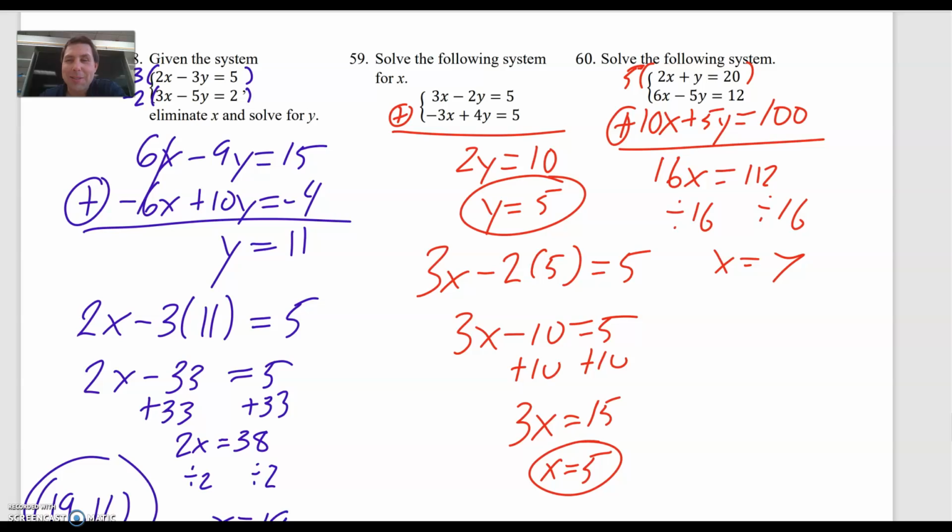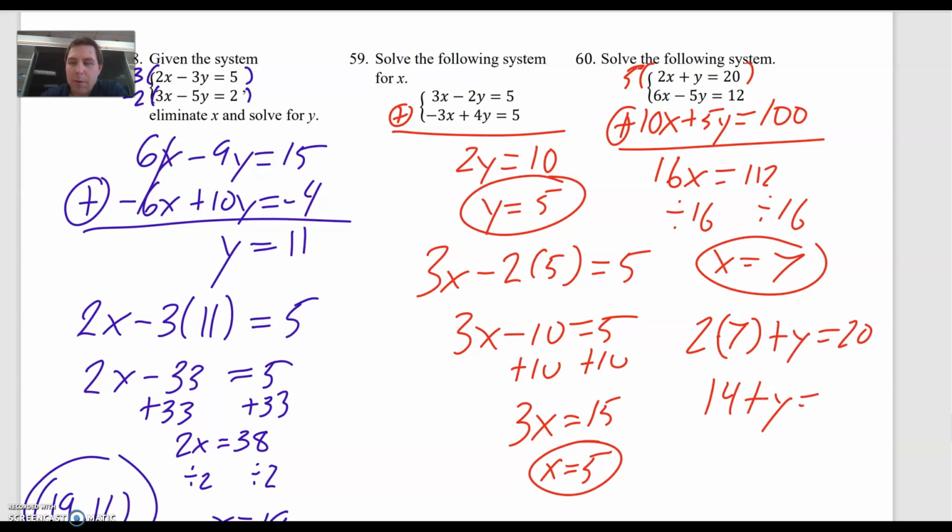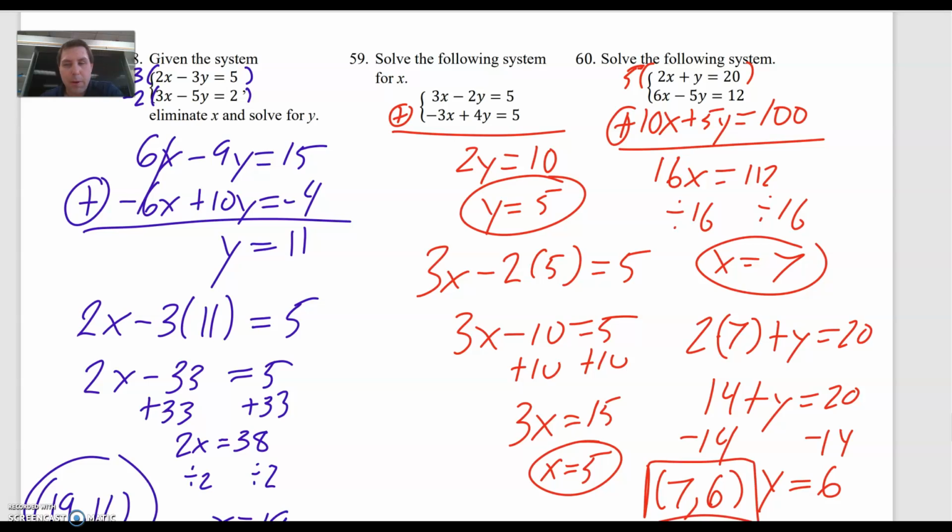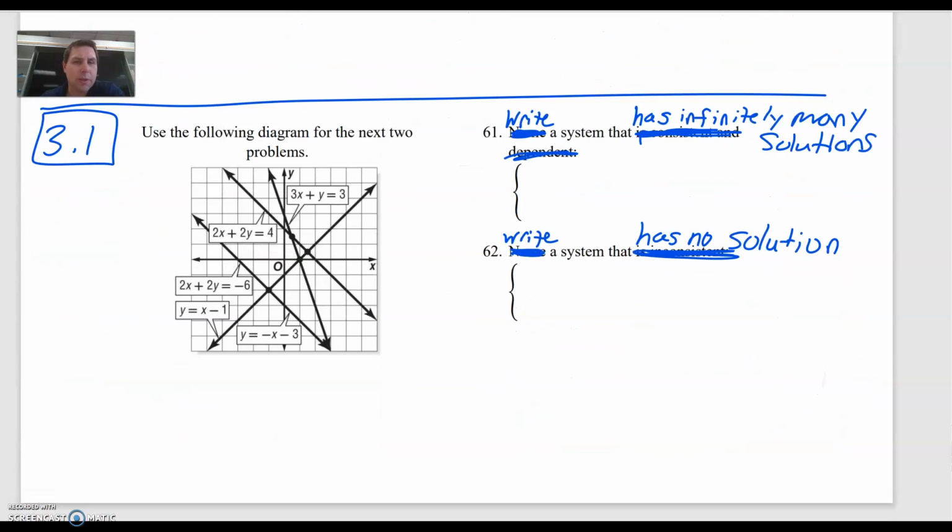And now that I know x is equal to 7, I can plug that in for this x up here. So that would be 2 times 7 plus y is equal to 20. 2 times 7 is 14 plus y equal to 20. I need to get rid of the 14 by subtracting. So now I have a positive y on the left. I'll just leave it as 1y, and then you get 6. So our answer is y is 7. Sorry, x is 7, y is 6. There you go. So now let's move on to 3.1.